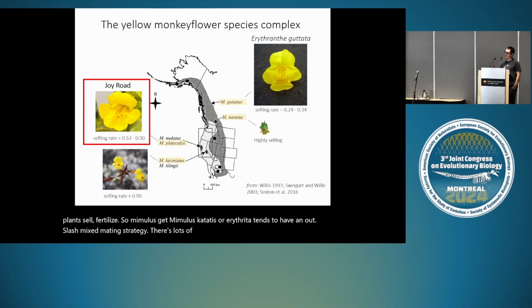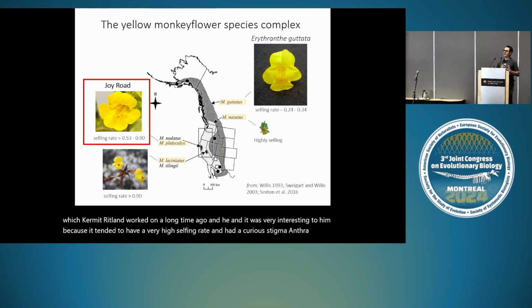I'm reporting a couple of the selfing rates from long ago. And within this group, there's a population known as Joy Road, which Kermit Ritland worked on a long time ago. And it was very interesting to him because it tended to have a very high selfing rate and had a curious stigma-anther distance.